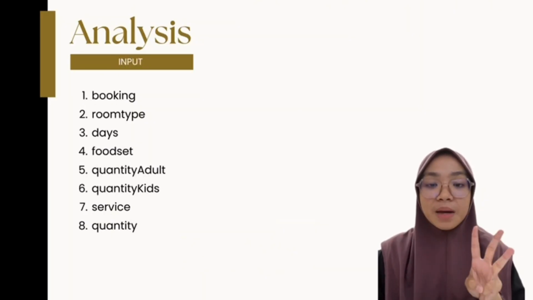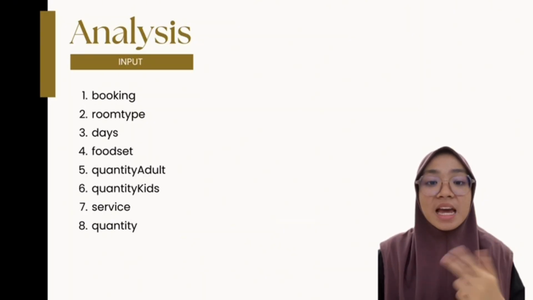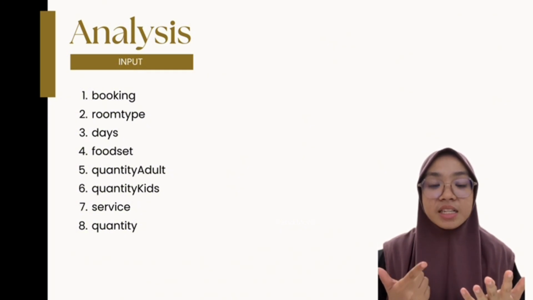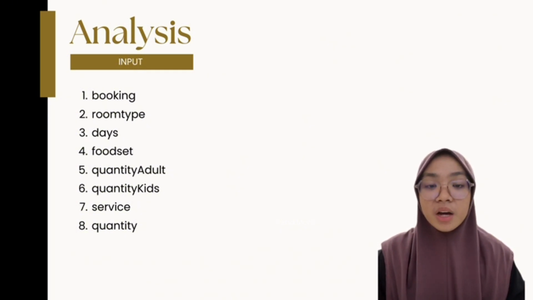Analysis consists of three parts, which are input, process and output. The input part lists the necessary information required from the customer, such as booking, room type, days, food set, quantity adult, quantity kids, service and quantity. All of these inputs are required to collect the data from the customer to continue this program.